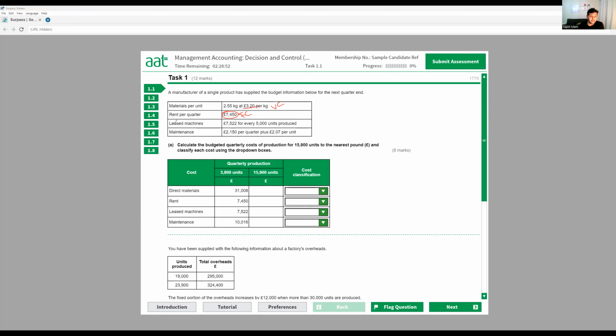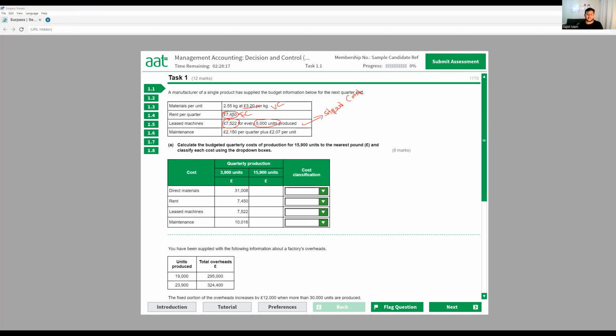The next one we have here, lease machine, 7,522 for every 5,000 units produced. So this is my step cost. Step cost is the cost that is fixed up to a certain level, and that means up to 5,000. So for every 5,000 units, the cost is 7,522. Even if I make only 4,000 units, my cost will still be 7,522. If I make 1,000 units, my cost will still be 7,522.